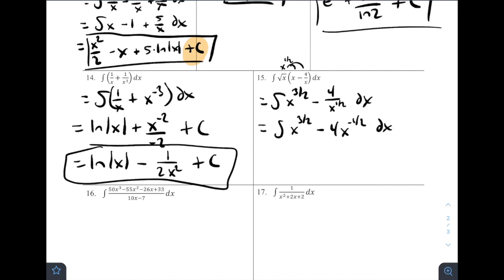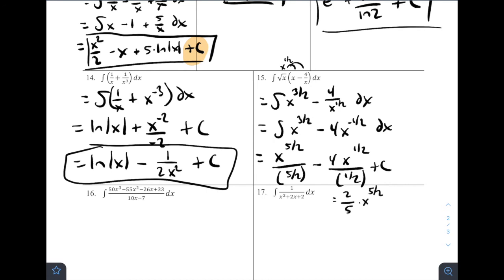No natural logs are going to be needed, luckily for us. So we add 1 to the 3 over 2, that's x to the 5 over 2. We divide by the 5 over 2, minus 4 times x to the negative 1/2 plus 1, that's positive 1/2, divided by that positive 1/2, plus the c. And so that's going to be 2/5 times x to the 5 over 2 minus 8 x to the 1/2 plus the c. That is problem number 15.